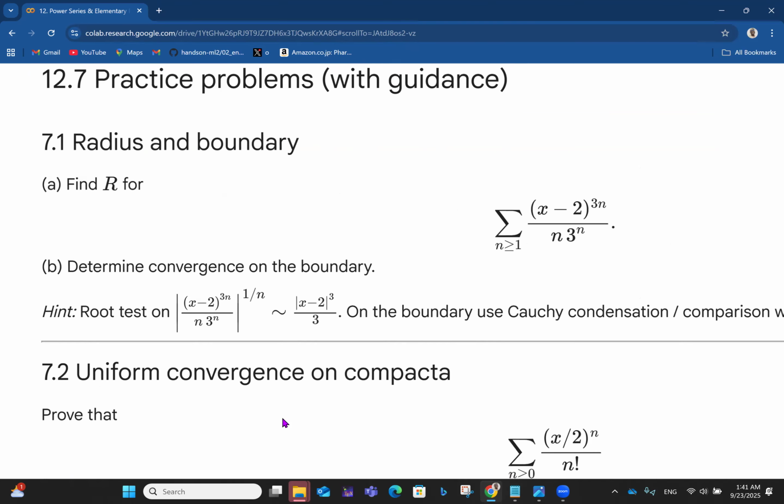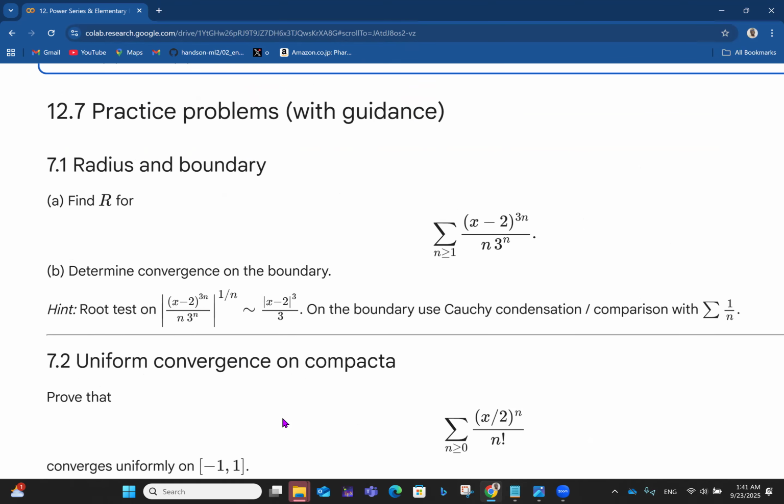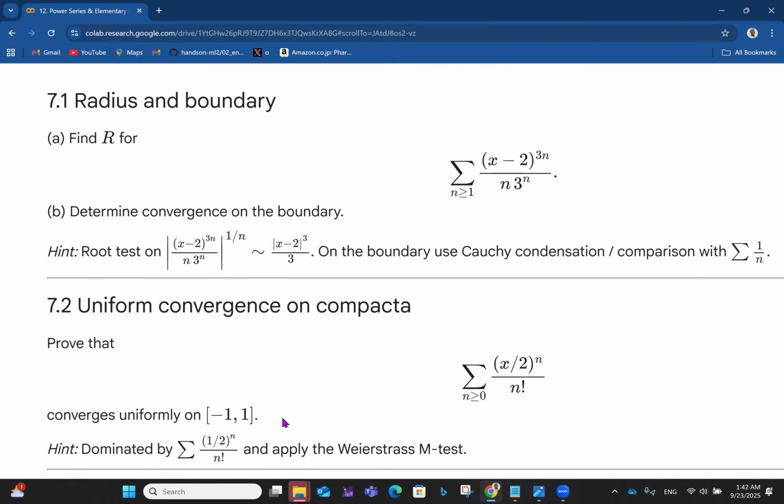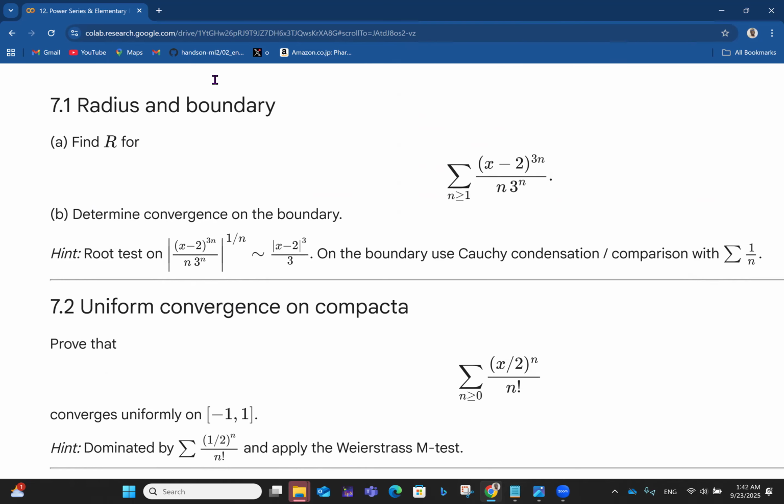So we have some practice problems that you want to try your hands on, and with some guidance that can help. First of all, we have radius and boundary. You want to find the radius of convergence for the summation from n greater than or equal to 1 of x minus 2 raised to 3n all over n times 3 to the n. Then B, determine convergence on the boundary. The hint is to use the root test on this.